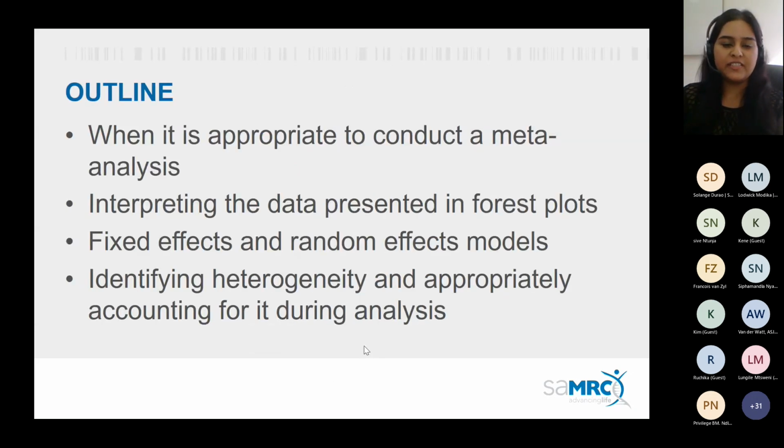Things we'll be covering in the session are when it will be appropriate to conduct a meta-analysis, how to interpret the data presented in forest plots. We will look at the differences between fixed effects and random effects models, and we will look at how to identify heterogeneity and appropriately account for it during analysis.